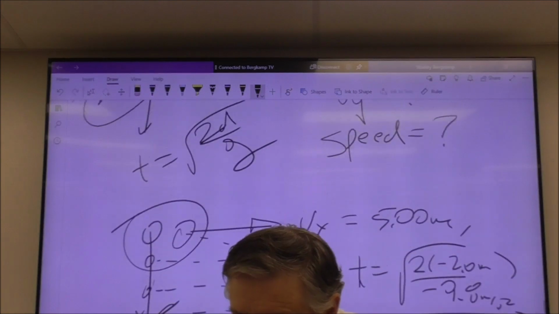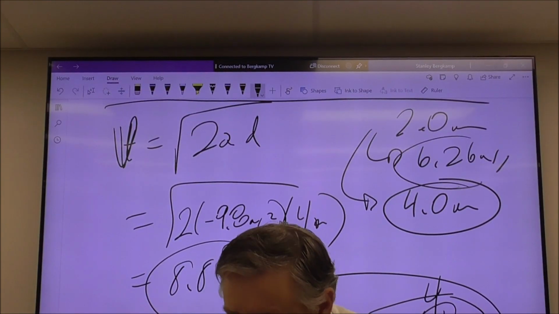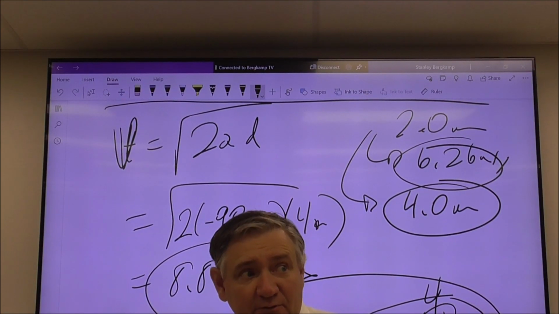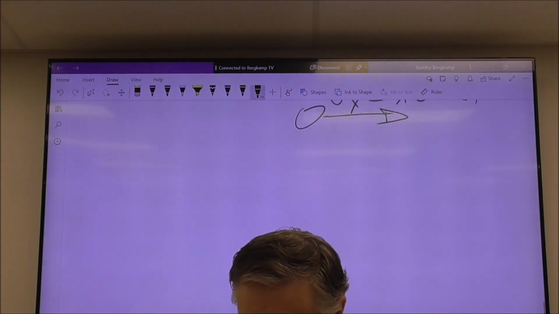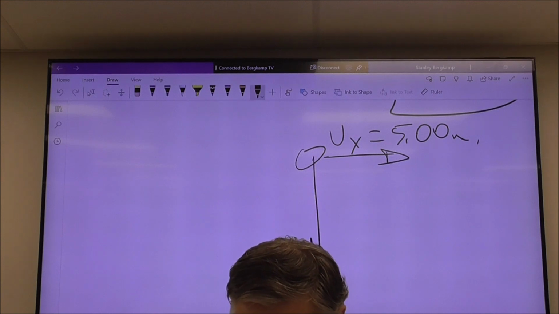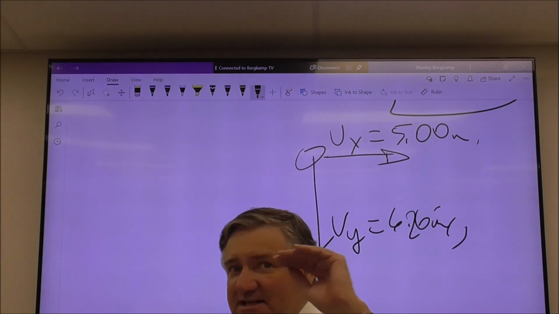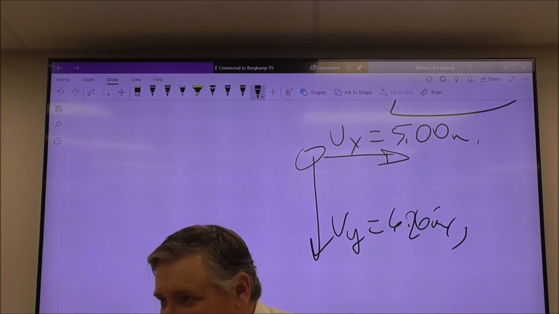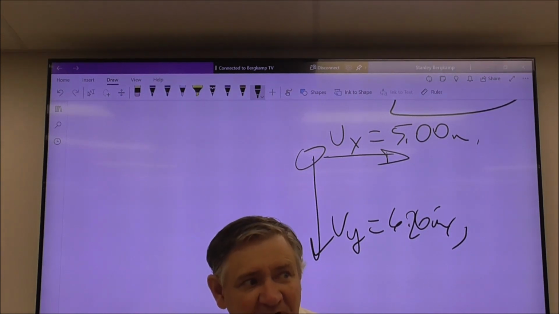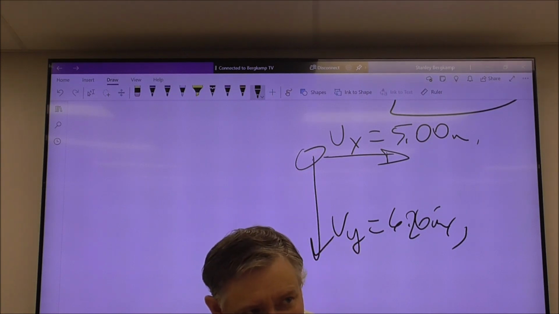Now, we already found the vertical velocity. We said that was 6.26 meters per second. We have that number. We've already found it. And it's the exact same. So when it lands, it has a vertical component of 6.26 meters per second, which is the exact same as if I just drop it, because the only thing that's being affected is vertical motion, because what happens in the X stays in the X, and what happens in the Y stays in the Y. Okay?